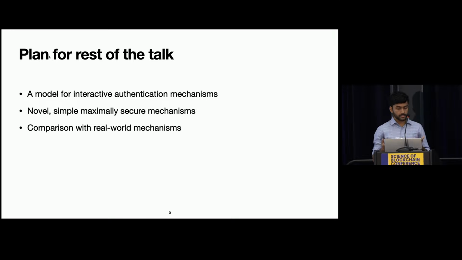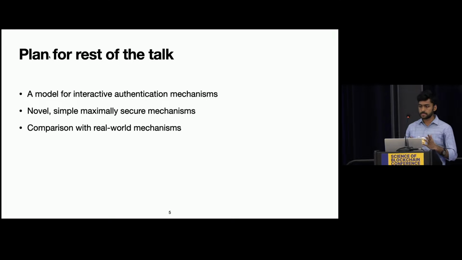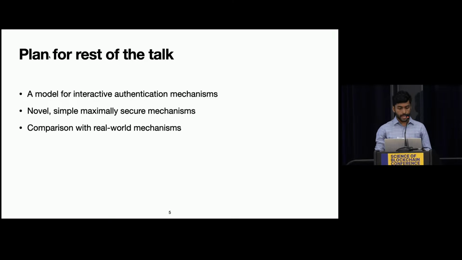Then I'll go on and introduce several new mechanisms, and these mechanisms will leverage the interaction pattern that I just mentioned. What's interesting about them is that we prove that they are maximally secure, meaning that no other mechanism is more secure than these mechanisms, which is a very strong result that we have.